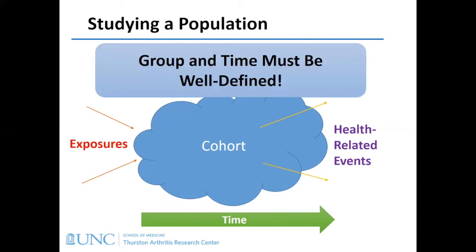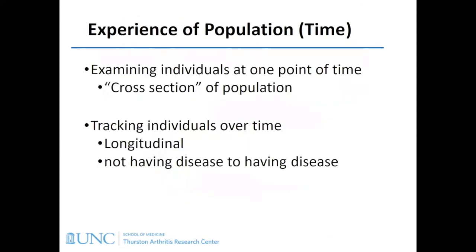Anytime that we're doing our research, first of all, we need to have a well-defined research question where we have established up front, what is this group? How are we defining them? And what point in time or period of time are we looking at? When we're looking at time, as I mentioned, we can look at just one point in time. We consider this to be a cross-sectional analysis. And then we can also track over time, called longitudinal analysis. We're often interested in looking at individuals who don't have disease at baseline, and then seeing who develops disease over time.